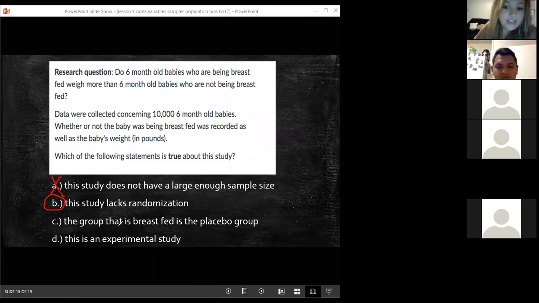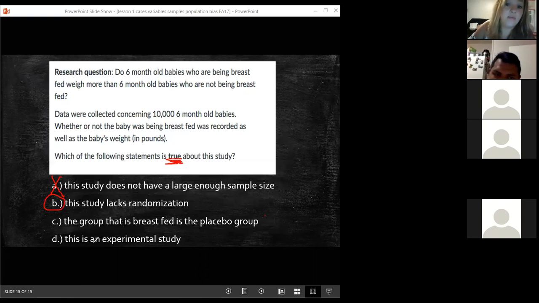C says that the group that's breastfed is the placebo group. That's not true because remember, a placebo is going to be the one that's not receiving the treatment. But there's not really a treatment going on here. It's just observing those who are being breastfed and those who are not. So we're asking what is true about this study.